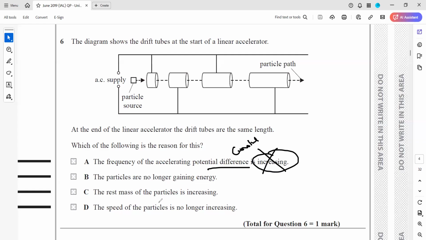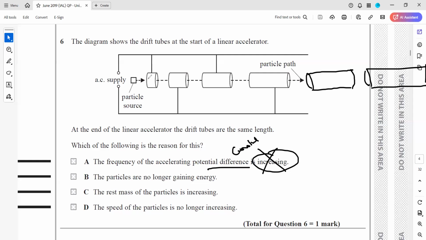No, it's not about the time the particle takes in the tube. It's the particle speed. The length of the tube at the end is not changing; we keep it the same. So why did we keep the length of the tube the same? It means the particle should take the same time, so the speed of the particle is not changing. Yeah, that is what we are saying. What is the reason for that?